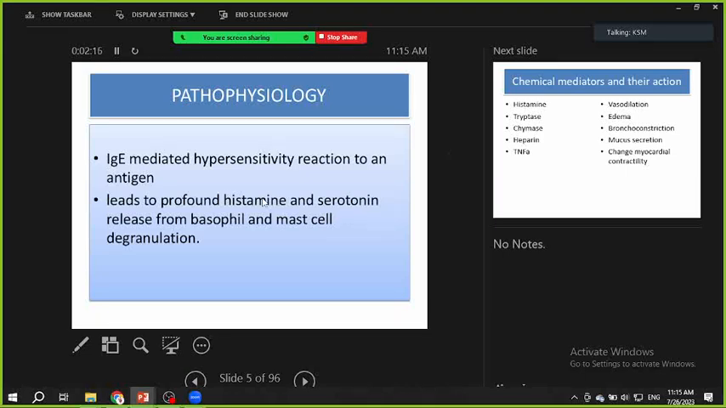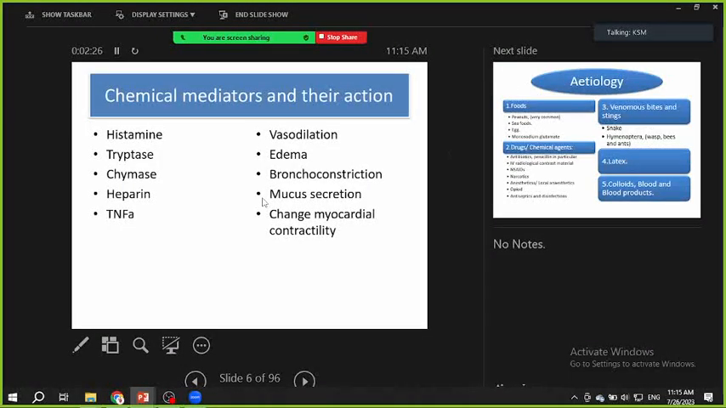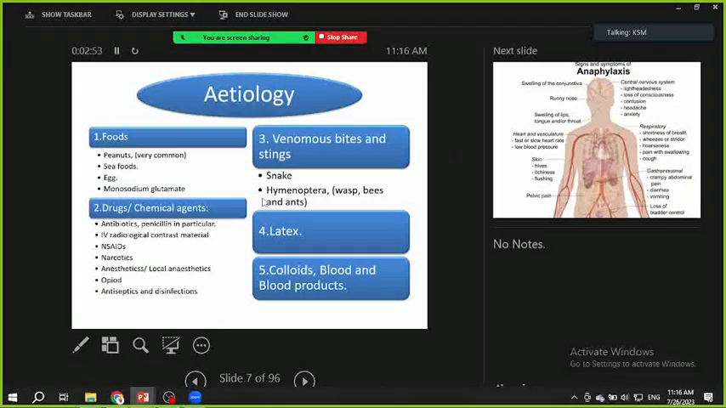A little bit of pathophysiology, which you know about: an IgE-mediated hypersensitivity reaction to an antigen. This leads to profound histamine and serotonin release from the basophils and mast cell degranulation. What are those chemical mediators? Histamine, tryptase, chymase, heparin, and thromboxane. But the important thing is that it causes intense vasodilatation and tissue fluid leaking, so edema, causing angioedema, bronchoconstriction, increased mucus secretions, and changes in myocardial contractility.